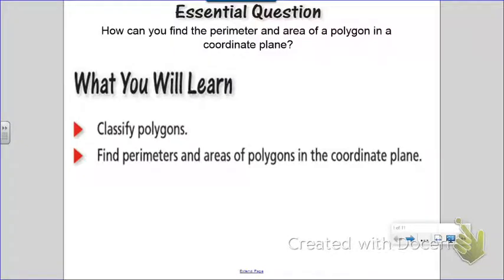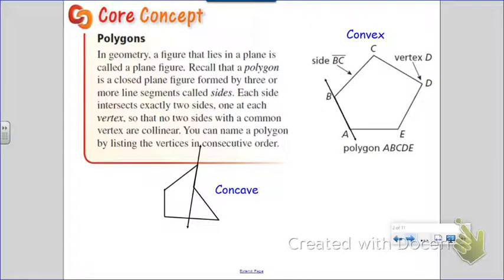Today's lesson will be on perimeter and areas of polygons and classifying polygons. A polygon is a closed figure formed by three or more line segments called sides. Each side intersects exactly two sides, one at each vertex, so that no two sides with a common vertex are collinear. You can name a polygon by listing the vertices in consecutive order.